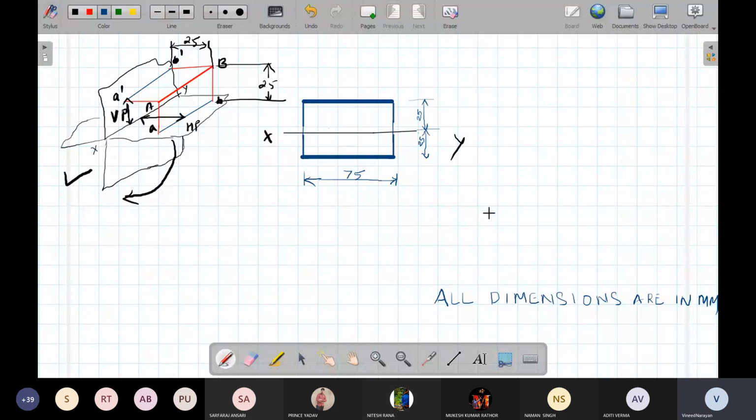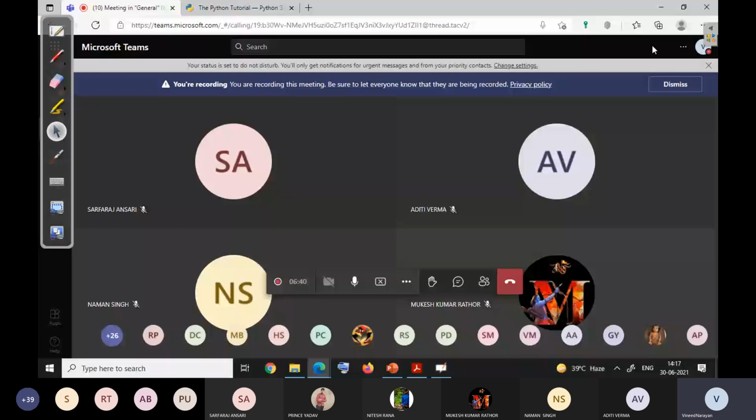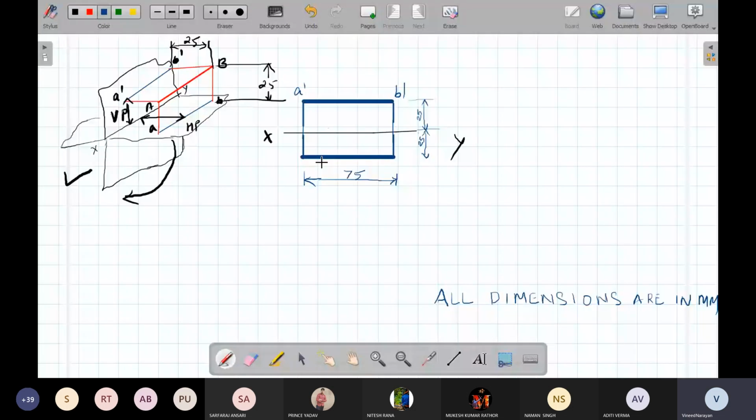And also we can give them names. This is A dash, B dash. Let me see the question. The line. Okay. Anyway, name is not given, so you can give any name. I'm giving A dash, B dash for front view and AB for top view. So this is front view and this one top view. So this first question is clear, I guess.